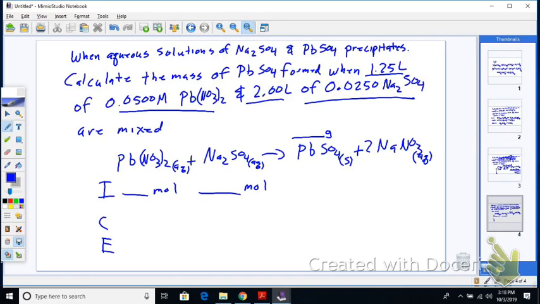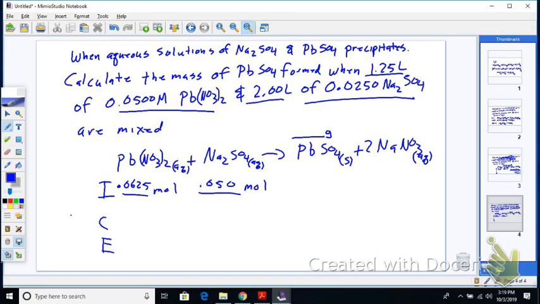That gives me the moles of PbNO3. So when I take 1.25 times 0.05 molarity, I get the moles of PbNO3. And so the moles of PbNO3 is 0.0625, is that right? Mm-hmm. 0.0625. Then I do the same with Na2SO4. I take 2 times 0.025, and I get an answer that's 0.05 moles. Okay, so this is a nice and easy one I gave you.